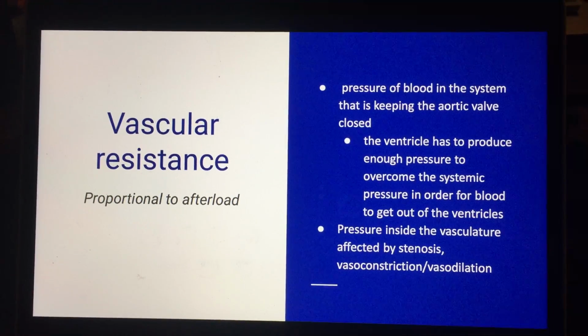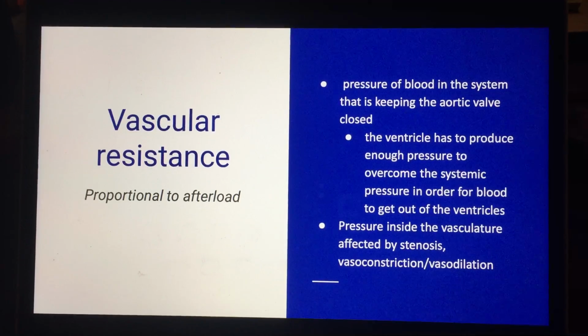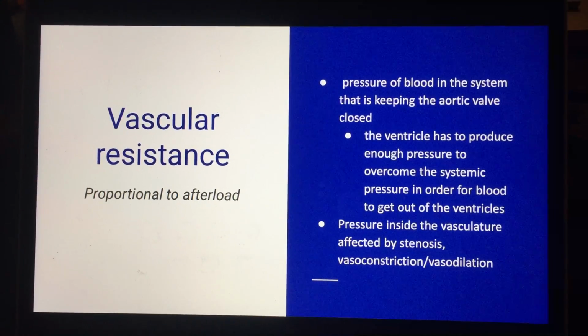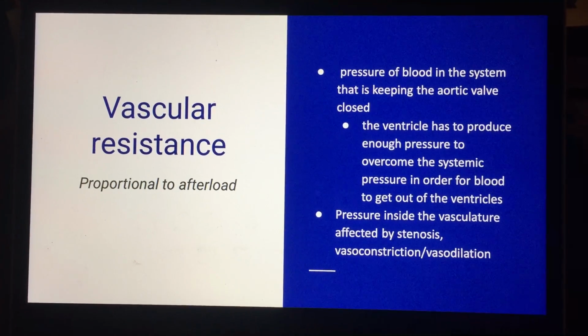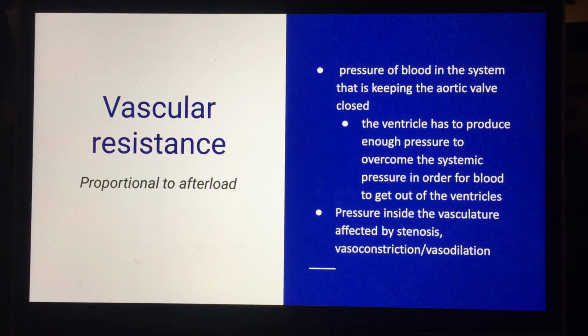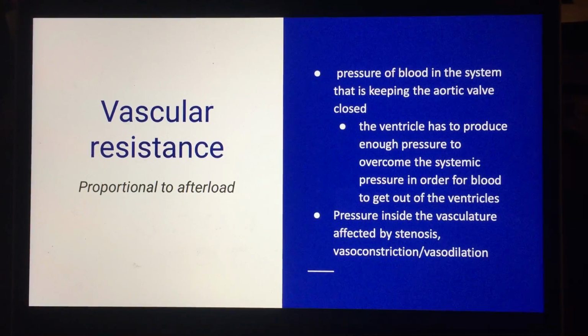These can be affected by hormones, drugs, different stuff like that. Stenosis and vasoconstriction are going to increase the pressure inside the vasculature and thus increase afterload. Vasodilation has the opposite effect.